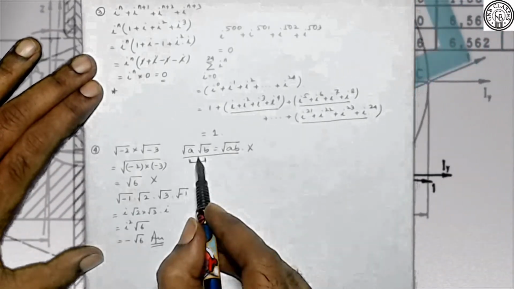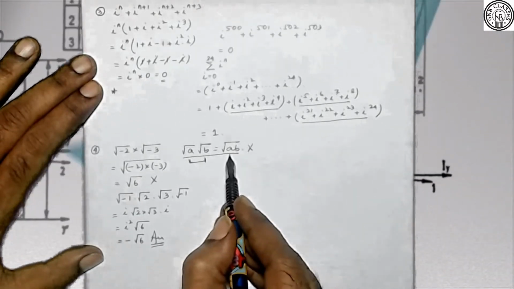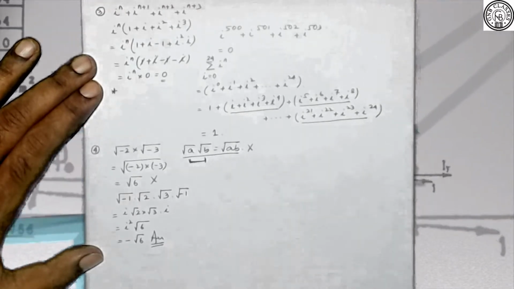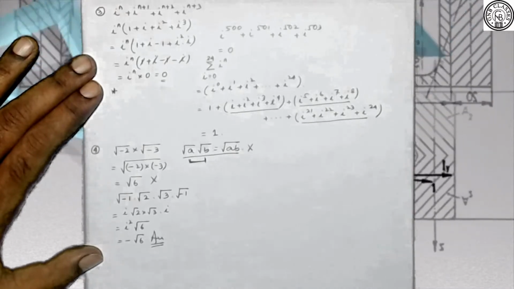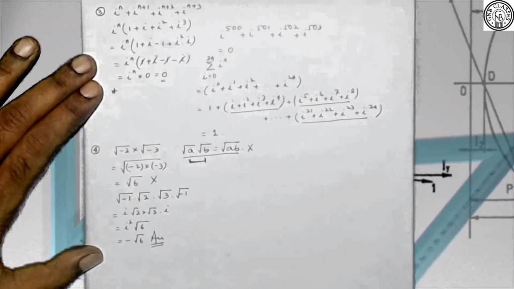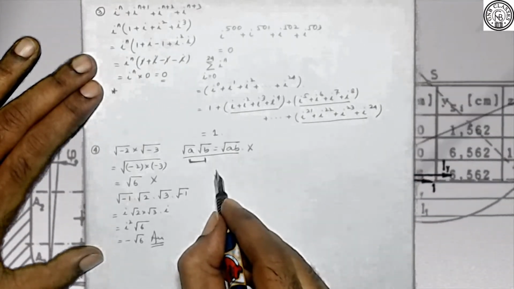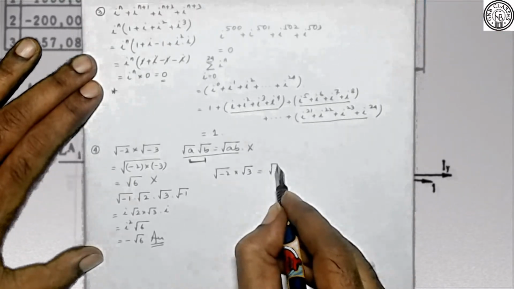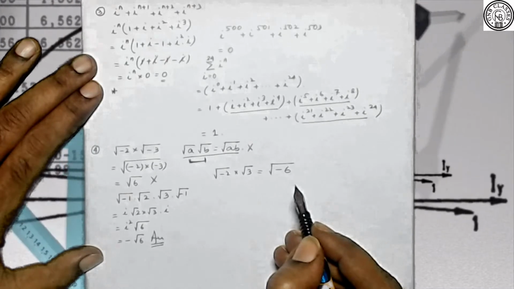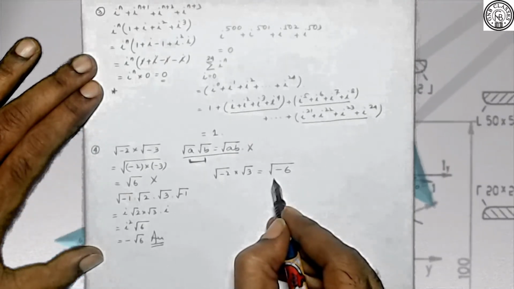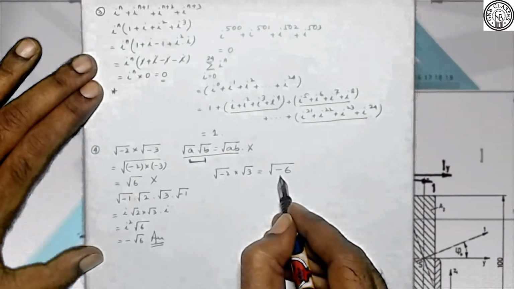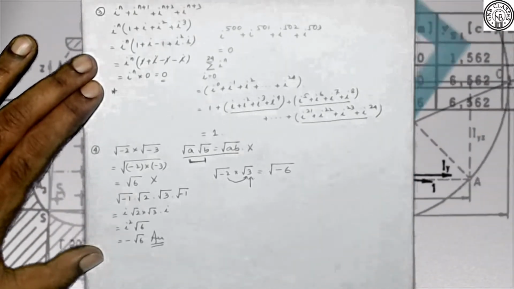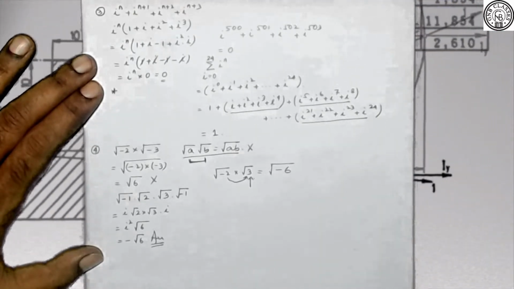So remember, every time, root a into root b can be written as root of ab only when at least one of them, that is root a or root b, is real. Is it clear? Now suppose I give you root of minus 2 into root 3. In this case, we can easily multiply and say this is nothing but root of minus 6. Why? Because this can be multiplied, since this one is a purely real number. Is it clear or not?